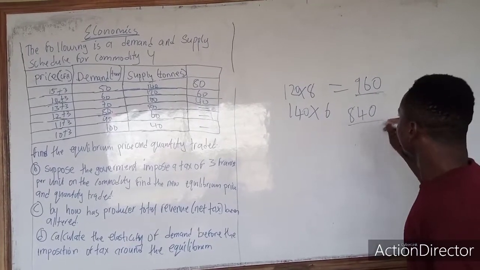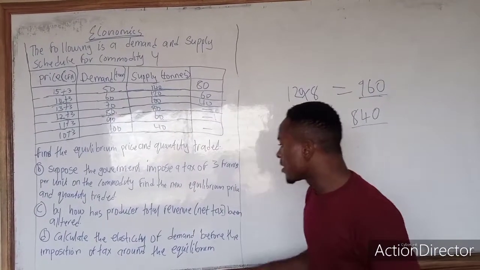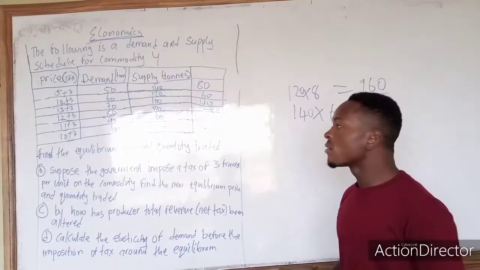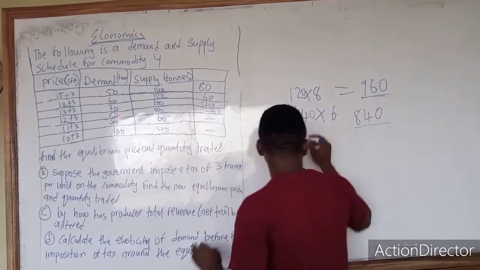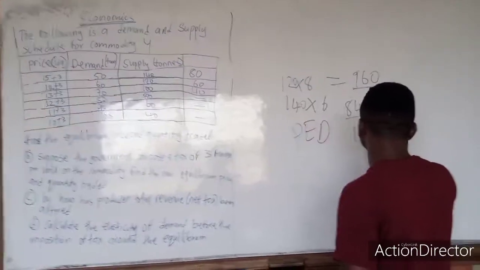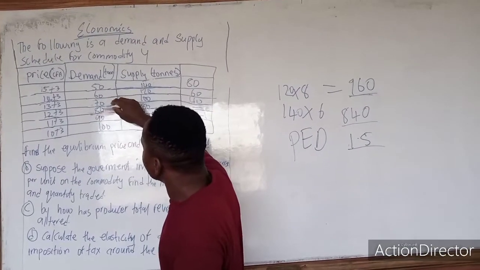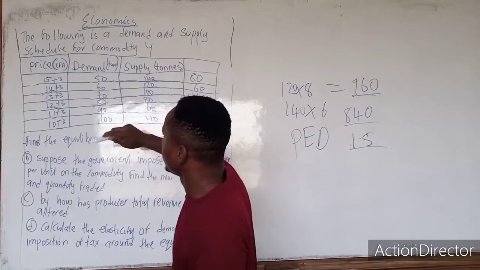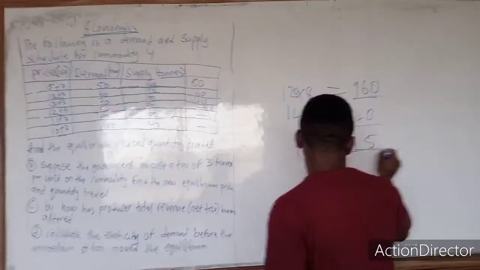960 and 840. Now they are asking us on the last part of the question, they say calculate the elasticity of demand before imposition of tax around the equilibrium. Now calculating it, we are just looking from 12 to 13. When it goes from the price, the PED, that is price elasticity of demand, will be 1.5. How did we get the 1.5? We are calculating the price elasticity of demand from 12 to 13, which is the percentage change in quantity over the percentage change in price. So when we substitute them, we are getting 1.5.